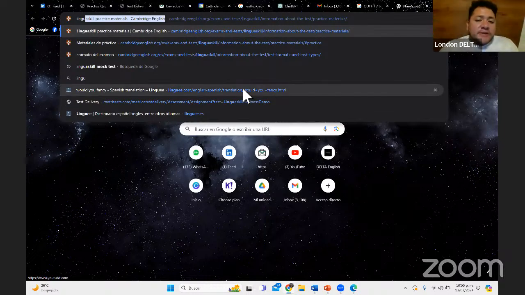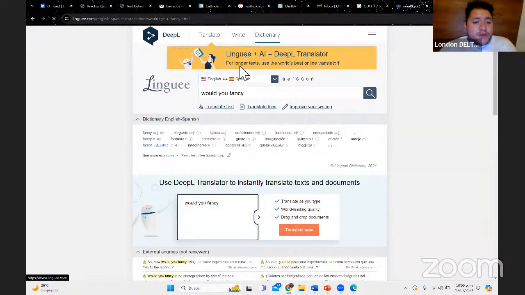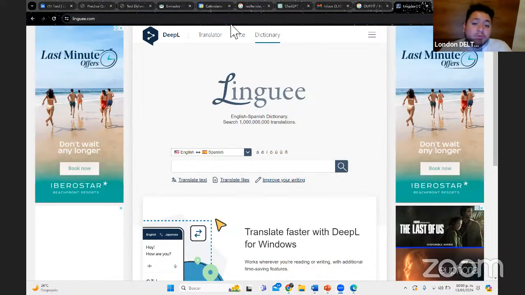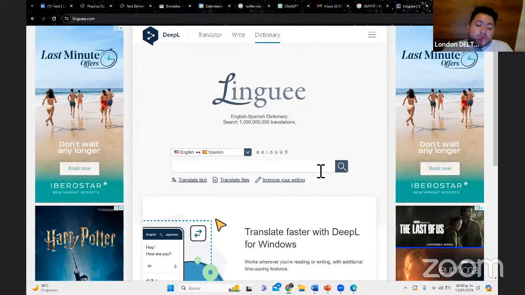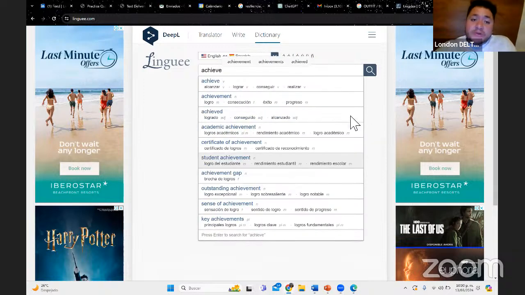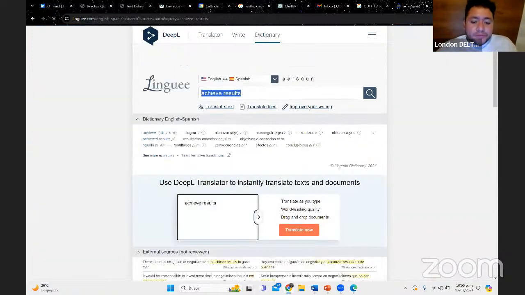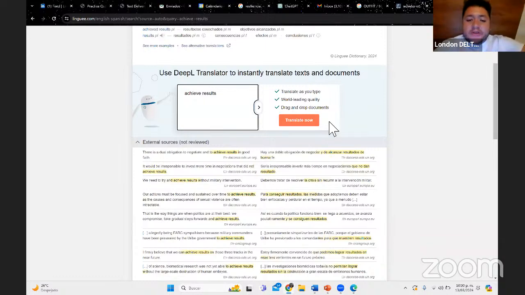Ok. And is this website que se llama Lingui. You can use it to practice. It's very helpful. What is Lingui? Well, Lingui helps you to do two things. So you write, for example, vamos a poner este preciso ejercicio, ¿no? Achieve results. Okay. So it has two things.